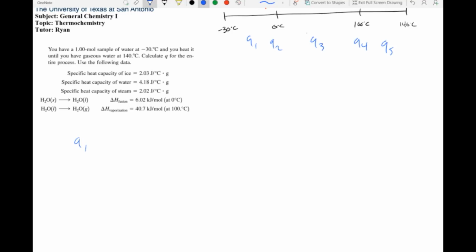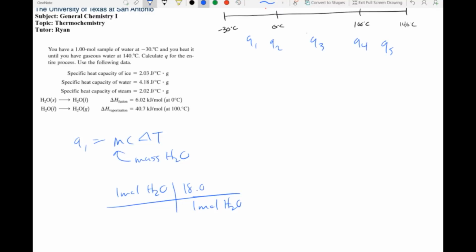Okay, so let's start with Q1. That's going to be MC delta T, and M is going to be the mass of H2O. They don't give us a mass, but they do give us moles of H2O. So let's first find the mass of H2O. 1 mole of H2O equals 18.02 grams. This is just using the molar mass of H2O, or water. So the moles cancel, and you're just left with 18.02 grams. Okay, so now we have grams.